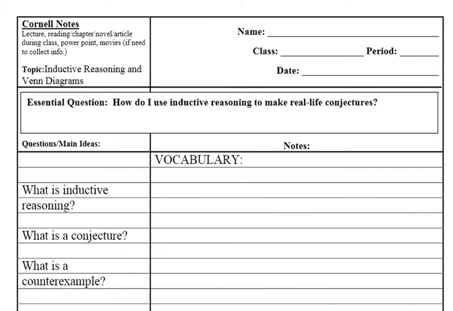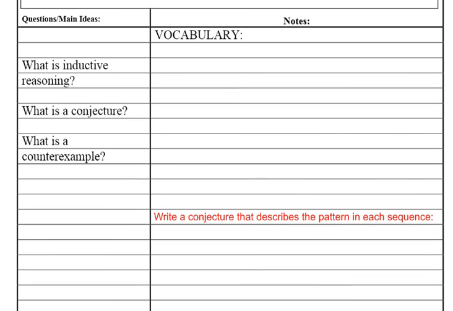Okay, at this point for your Cornell notes, you should have your name, the class block that you're in, the period, the date, and your essential question written out. Down below we have our vocabulary. All your vocabulary words are here on the left-hand column, and on the right-hand column you should have the definitions here as you found them in your textbook.